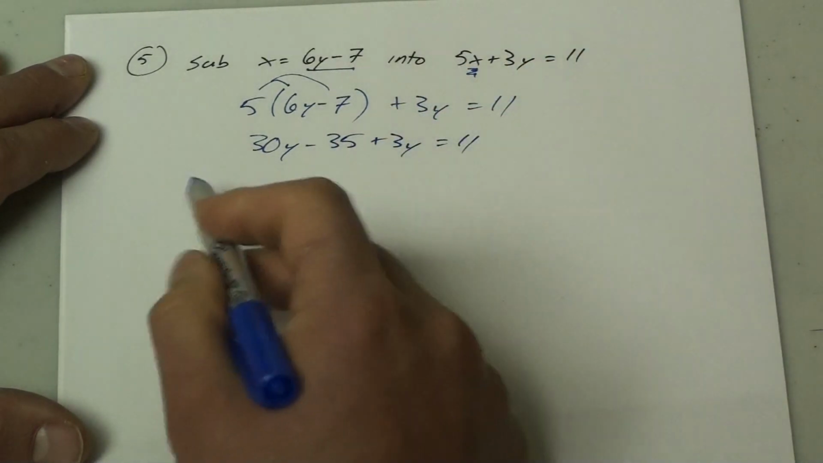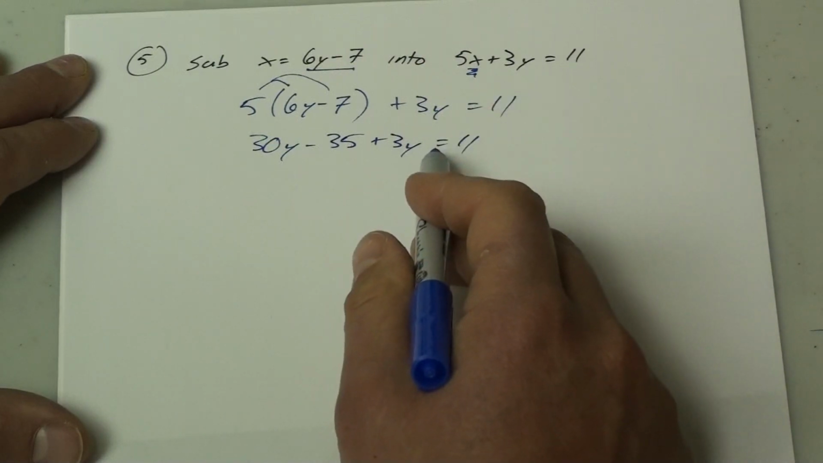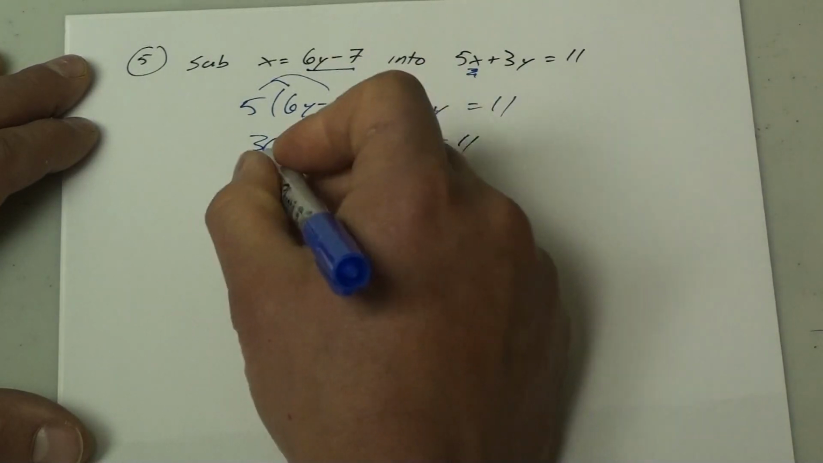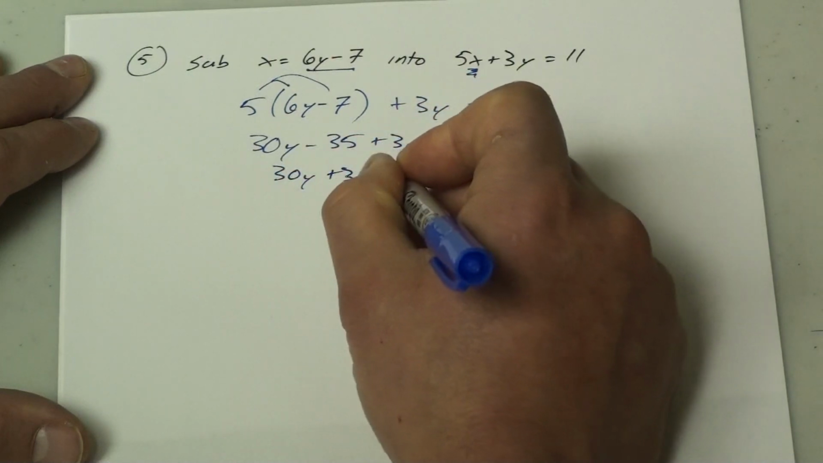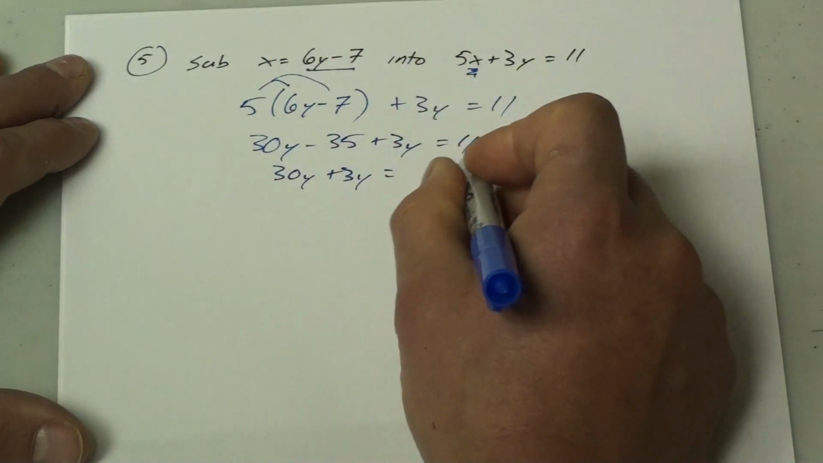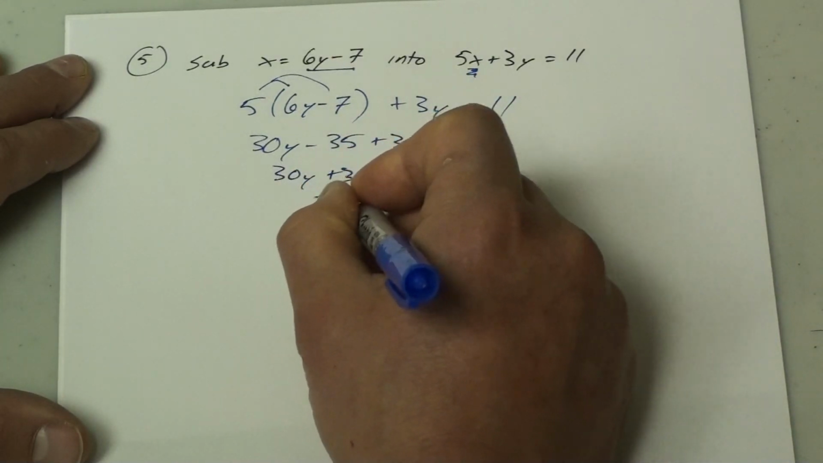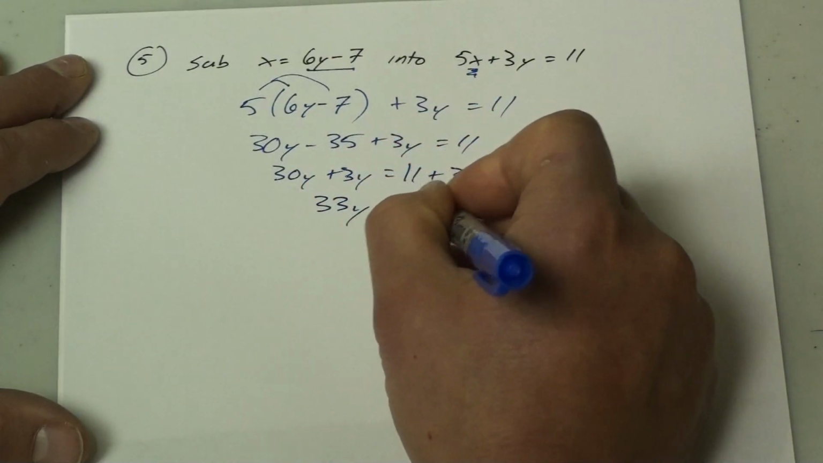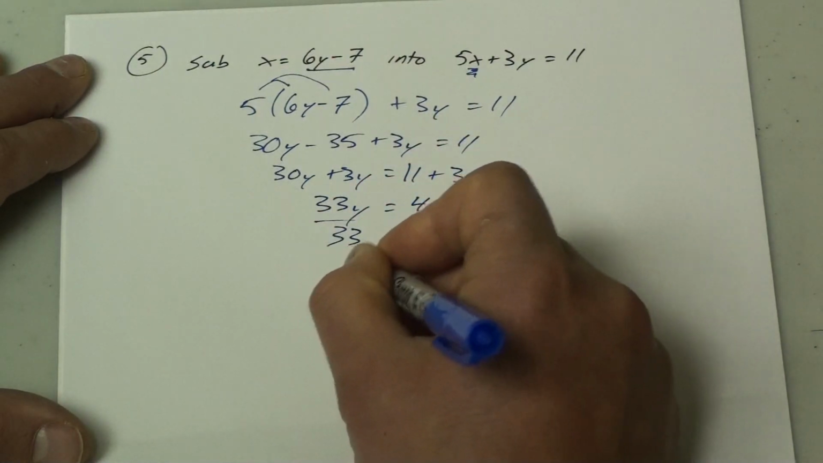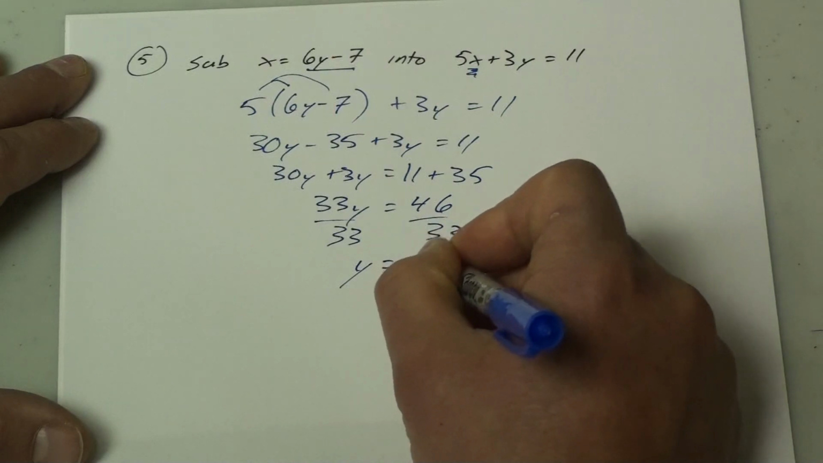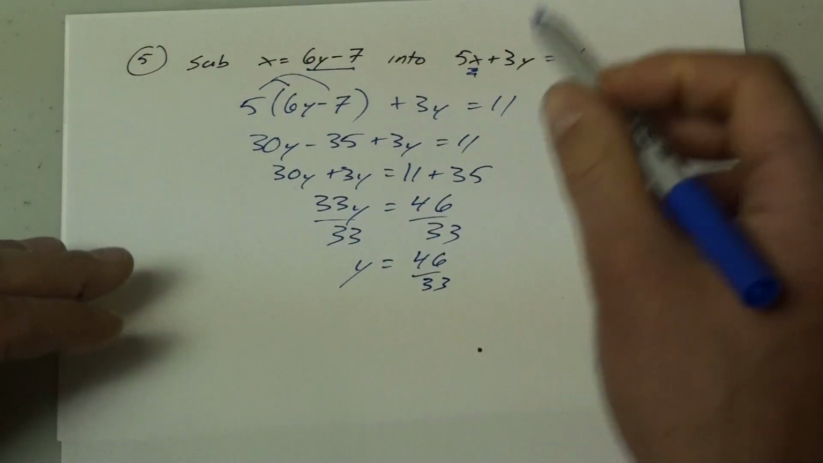And I can actually solve this equation to get y by itself, because I have an equal sign in my equation here. So let's see, I will have 30y plus 3y equals, add 35 to both sides, 11 plus 35. I'll have 33y equaling 46. Divide both by 33. I want to have y equaling the fraction 46 over 33. Okay, kind of an ugly number, but it doesn't matter.